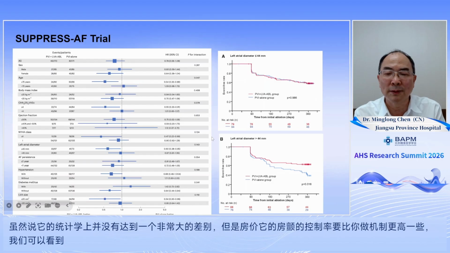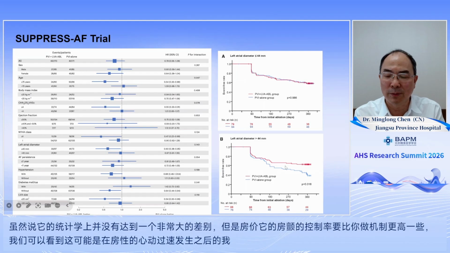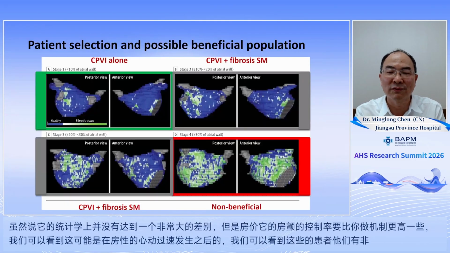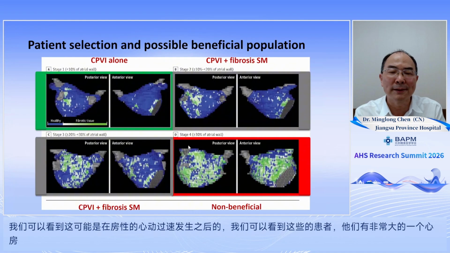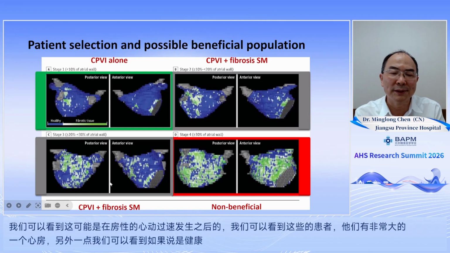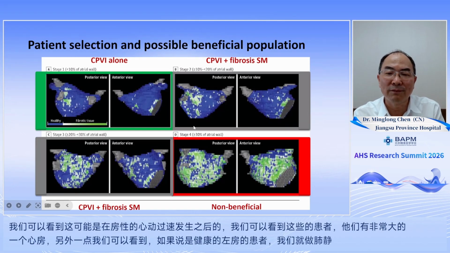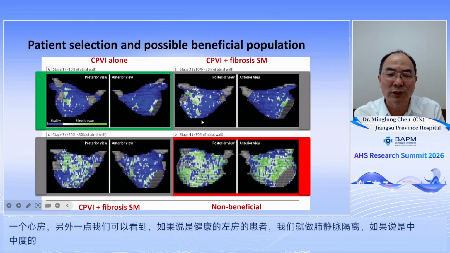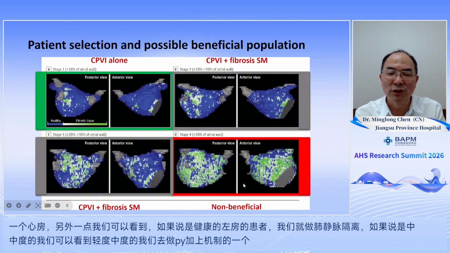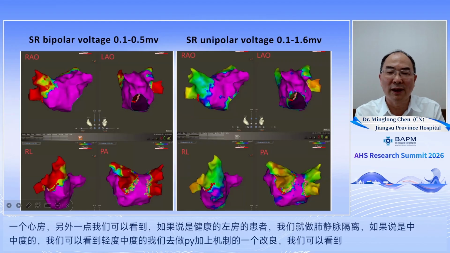So this is the subgroup analysis. Patients with a very enlarged left atrium benefit from substrate modification. So this is our thought: for patients with a healthy left atrium, you only do PV isolation. With minor substrate, and moderate substrate, you do substrate modification plus PV isolation. But for patients with extensive substrate, actually they are not beneficial patients for AF ablation.